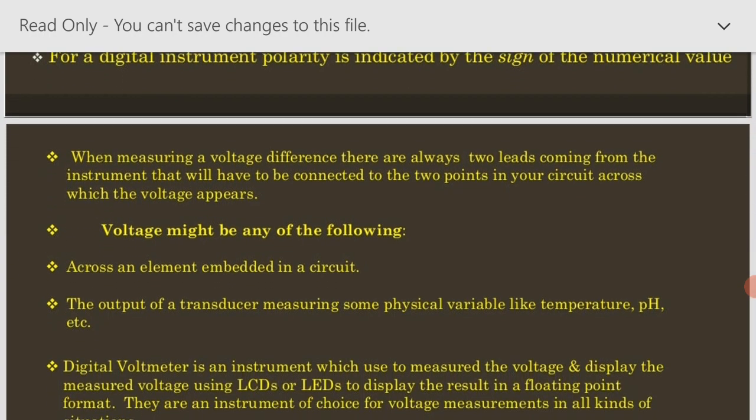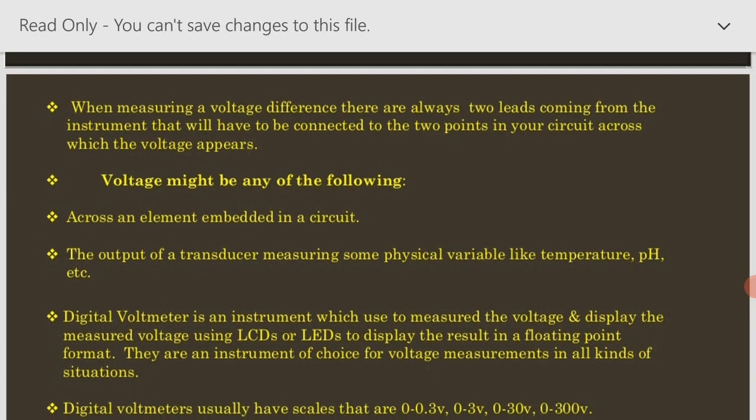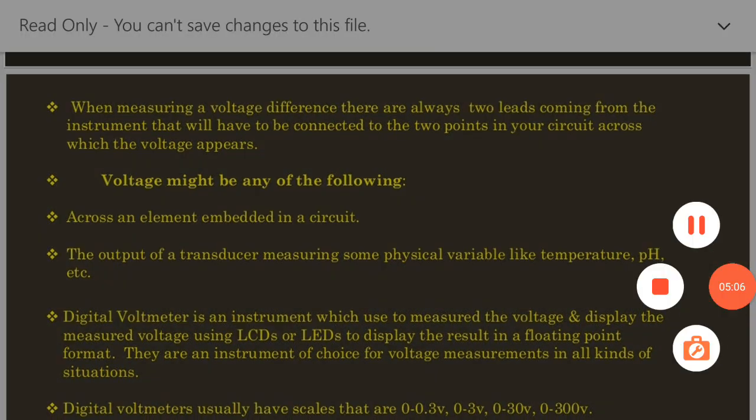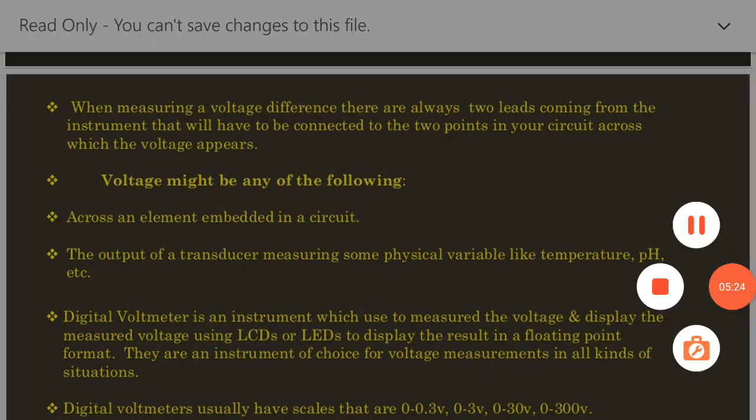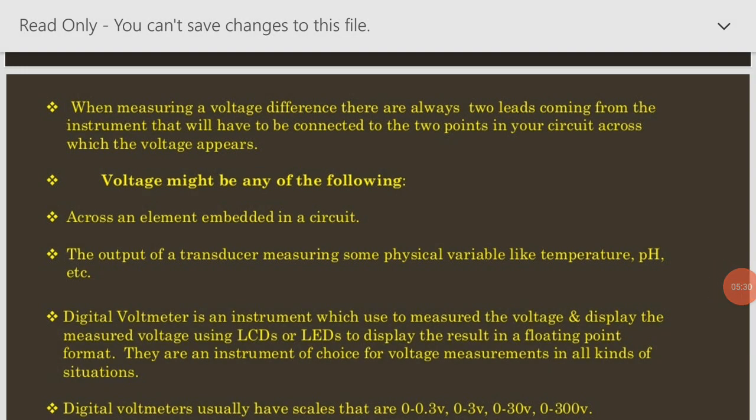When measuring a voltage difference, there are always two leads coming from the instrument that have to be connected to the 2 points in your circuit across which the voltage appears. Voltage might be any of the following: across an element embedded in a circuit, or the output of a transducer measuring some physical variable like temperature, pH, etc. A digital voltmeter is an instrument used to measure voltage and display the measured voltage using an LCD or LED in a floating point format. They are the instrument of choice for voltage measurement in all kinds of situations.